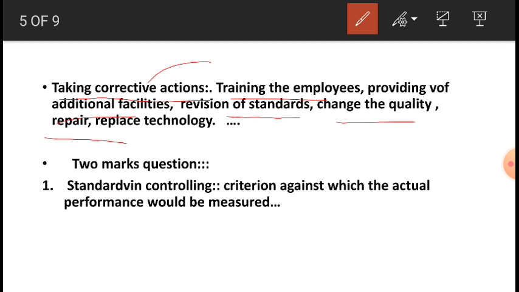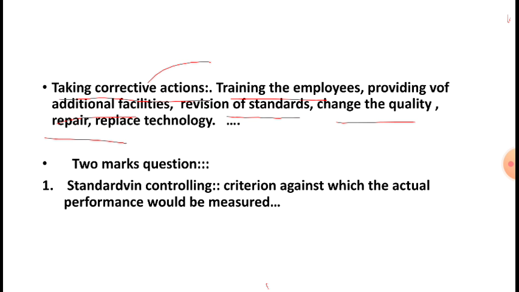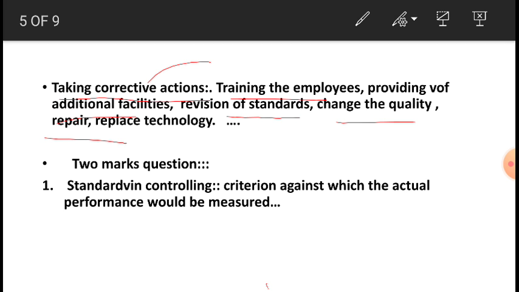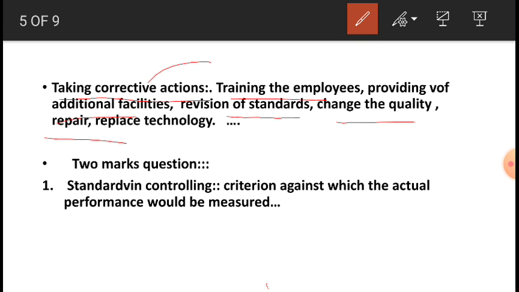Okay, yes, so these were the setting and controlling process, a 4 marks question, students. Okay, now one 2 marks question I'm discussing here: that is standard in controlling. Standard means it is a criterion against which the actual performance would be measured. Don't get confused, I'll give a simple example.